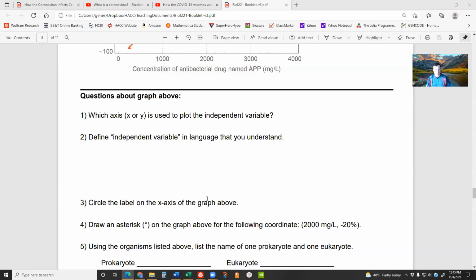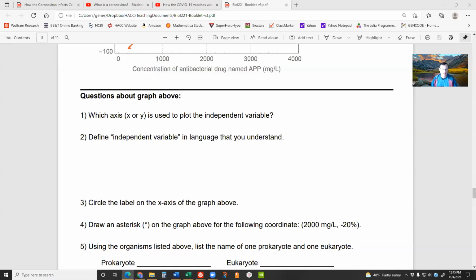Okay, so question 2. All right, independent variable is controlled and manipulated by a human.